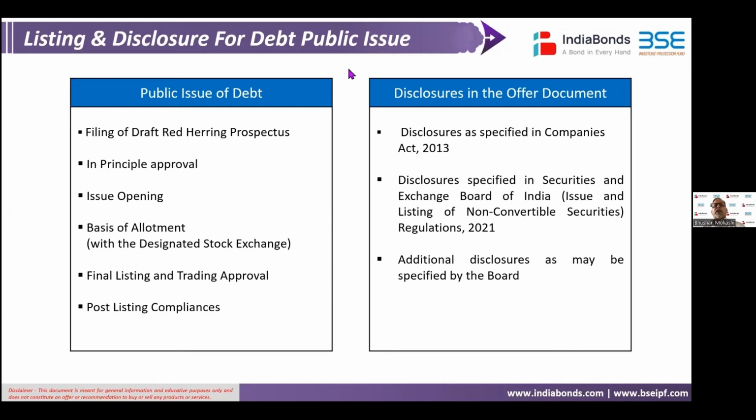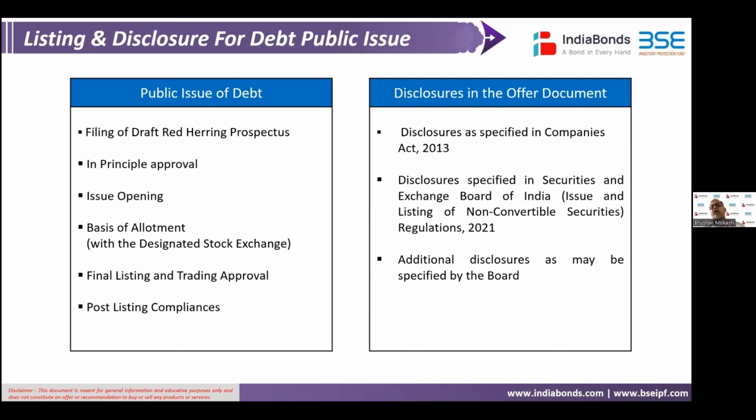Thereafter, the issuer has to do a basis of allotment with the stock exchange. Here they have to do it with the designated stock exchange. Generally, if the issuer has chosen more than one stock exchange, then one of them he has to choose as the designated stock exchange, and the designated stock exchange supervises the basis of allotment. Then the final listing and trading approval is given by the exchanges, and then the issuer has to do the post-listing compliances.